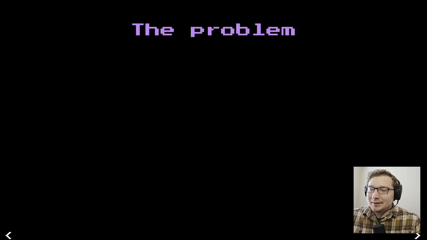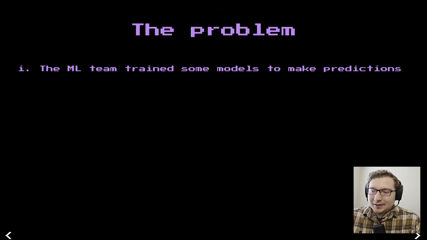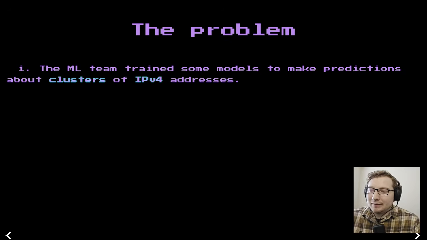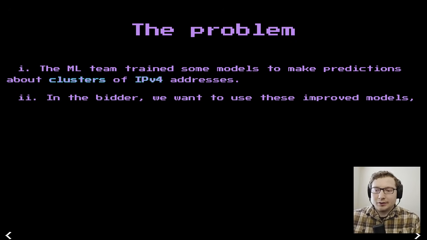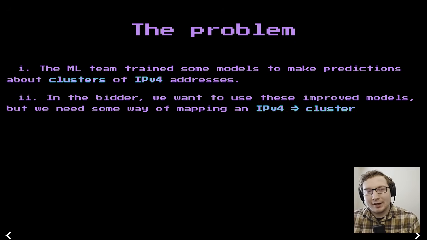Today's problem is that the ML team trained some models to make predictions about clusters of IPv4 addresses. In the bidder, we want to use these improved models, but we need some way of mapping an IPv4 address to a cluster. So the basic concept here is that on demand, we get a query for an IP address, and we're going to look up in some database what cluster it's supposed to be in. And a cluster is going to be some number, and all of the IP addresses that map to a particular cluster are going to have behavior that tends to correlate with each other.